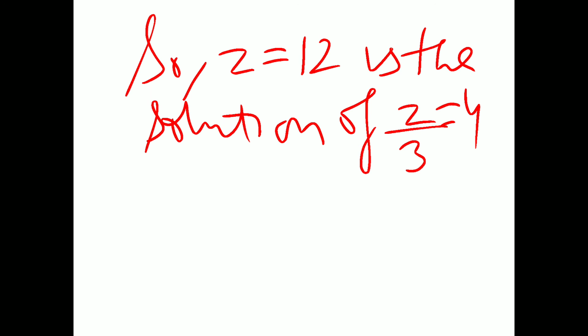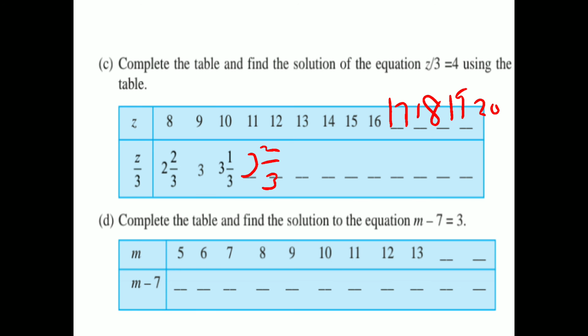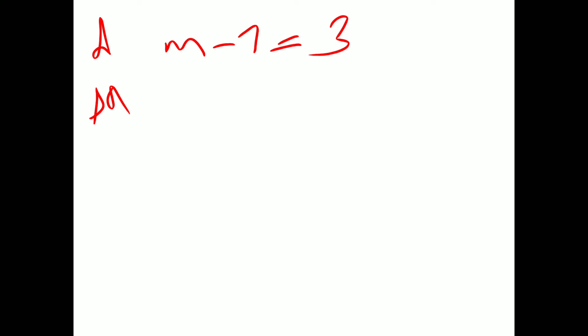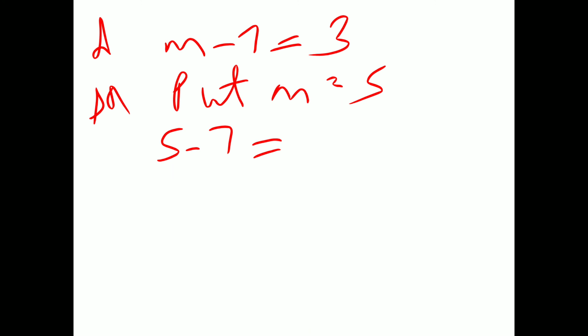So students, I have completed C part full for you so that you will understand how we do all the parts of question 4. Now we do question number 4 D part. In that there is a question, complete the table, find the solution to the equation m minus 7 is equals to 3. So the D part equation is m minus 7 is equals to 3. So firstly we put m is equals to 5 in the equation. 5 minus 7 should be equals to 3.